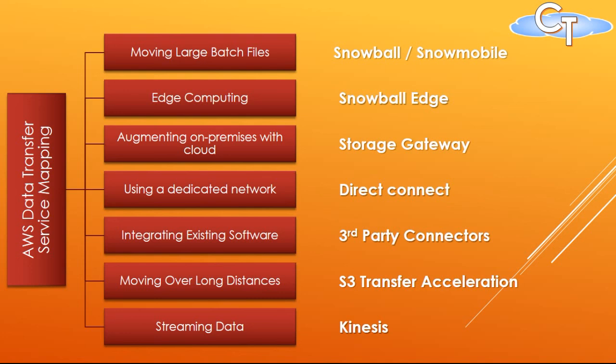If we are looking for a dedicated network for this migration, we can opt for AWS Direct Connect. If we want to integrate our existing software for this migration, we can look for third-party connectors. If we are looking at long distance transfer, we can use the AWS S3 Transfer Acceleration service, which uses AWS edge locations to move this data. If we are looking at streaming data, then Kinesis is the option available for us to use.